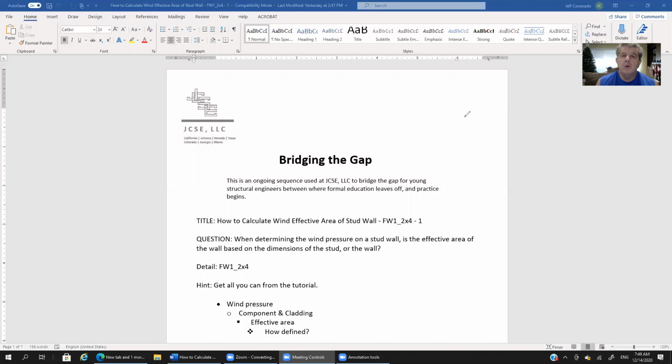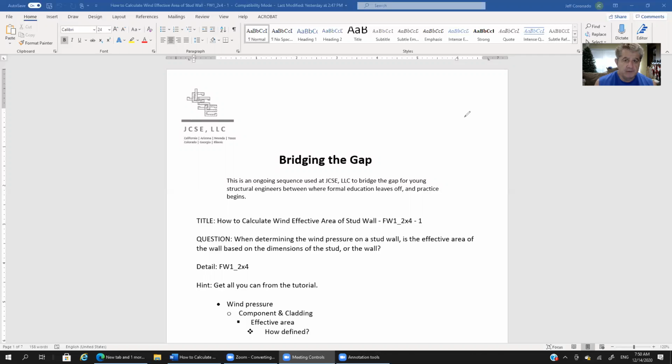So whether you are just short of graduating from college and you want to aspire to be a structural engineer, or you're in your first couple of years of your structural engineering career, there is this gap that's overwhelming of what you need to know to be able to function in industry.